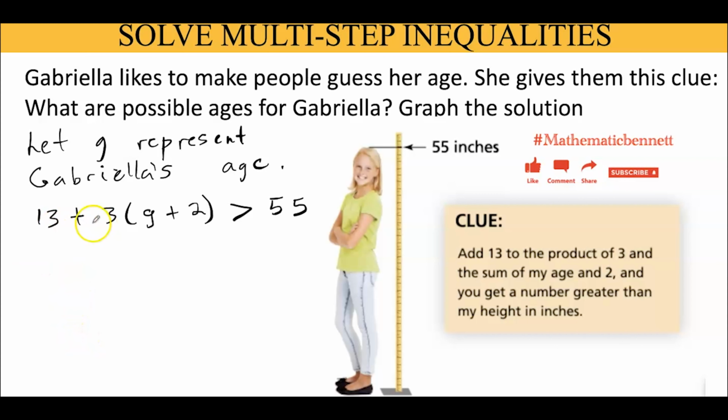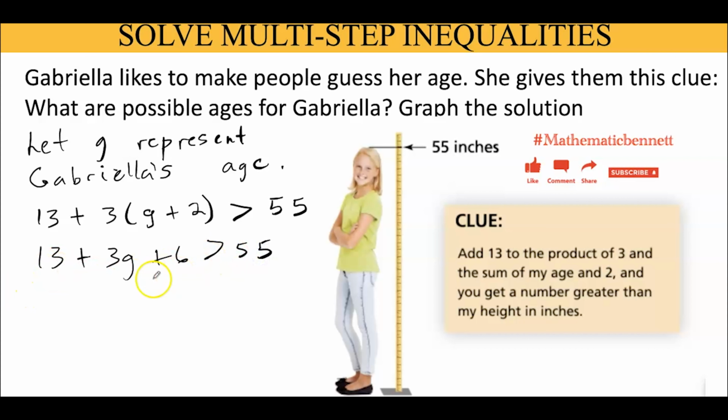From there, we cannot add 13 and 3 first. We have to remember the order in which we do all operations. So we have to use the distributive property first. We put back the 13 and we distribute this 3 to all terms inside the parentheses. So 3 times G, 3G. 3 times 2 would give me 6, and that should be greater than 55.